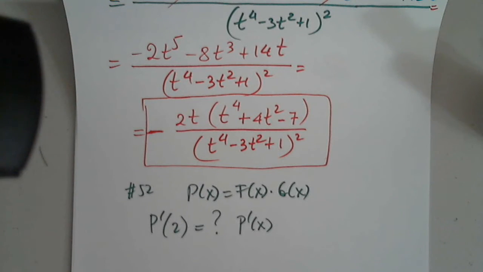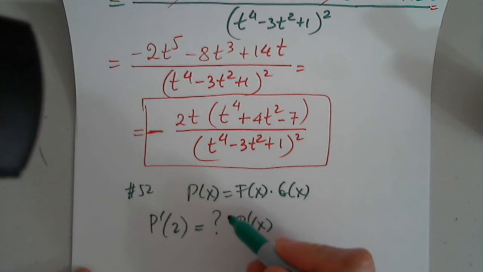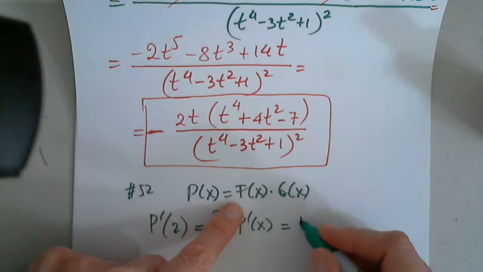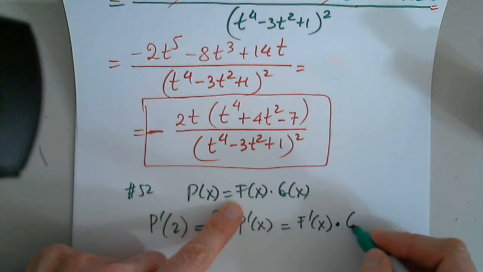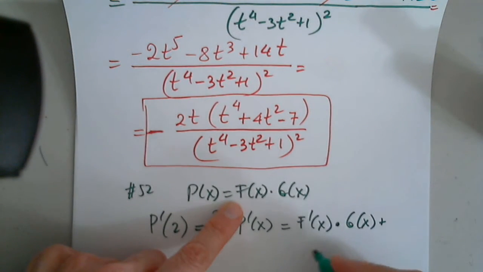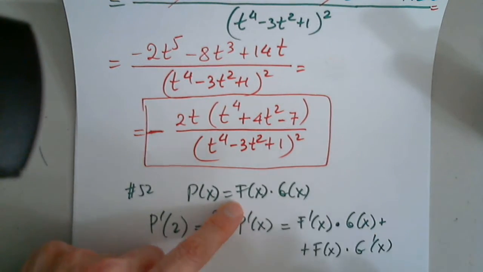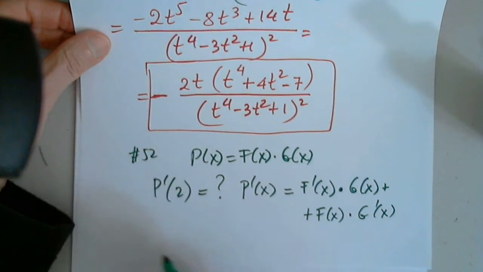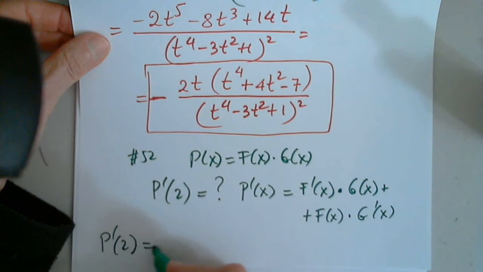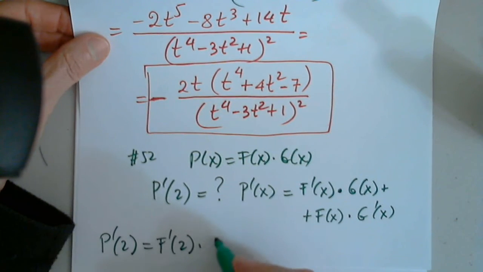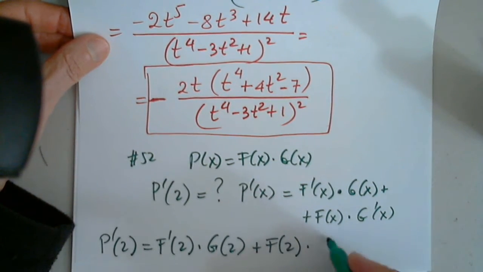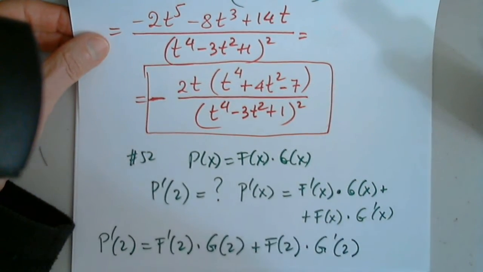Evaluate a function at 2 if I don't give you the function, right? So first we have to determine the function. So the function p prime of x is f prime of x multiplied by g of x plus f of x times g prime of x. Therefore, now I know that if I'm asked to find p prime of 2, p prime of 2 will be f prime of 2 times g of 2 plus f of 2 times g prime of 2.